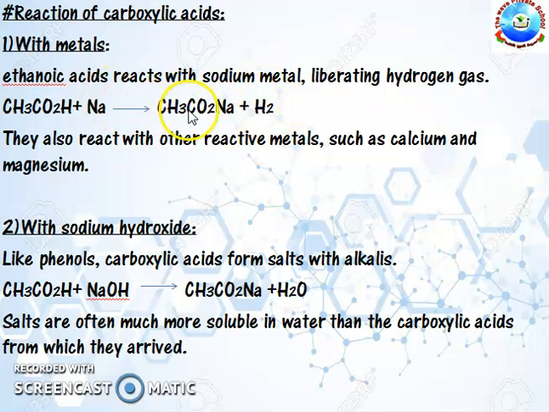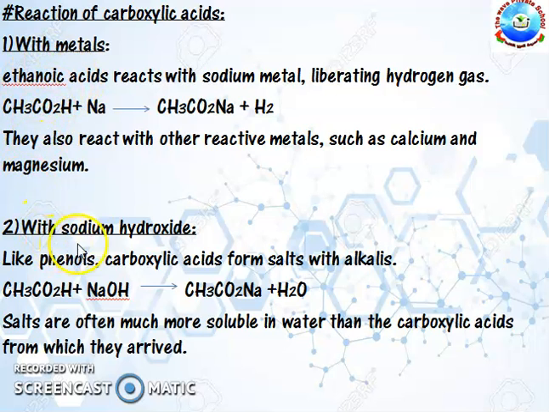Now you can see there is formation of this compound, CH3CO2Na, that is sodium ethanoate, and it liberates hydrogen gas. Got it? How is the reaction of carboxylic acid with metal sodium? They also react with other reactive metals such as calcium and magnesium. So this was the reaction with metal.